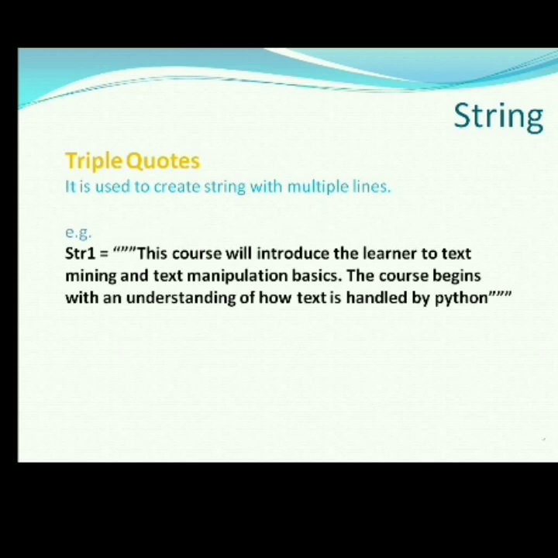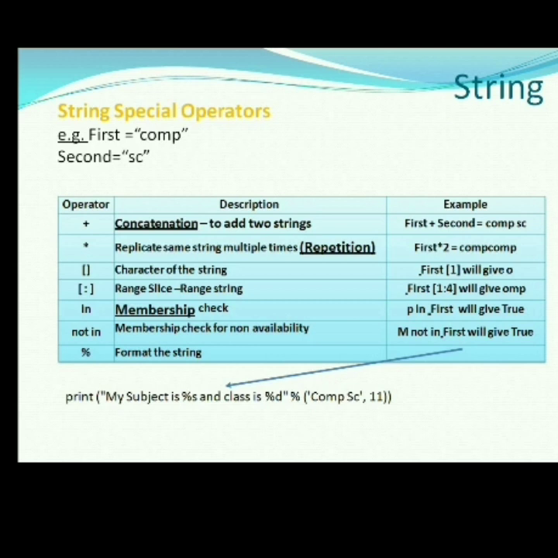Now we'll discuss some special operators of strings. First one is the concatenation operator, which will add the two strings. First plus second will give COMP SC. The second operator replicates the same string multiple times. Here first *2 will replicate COMP 2 times.